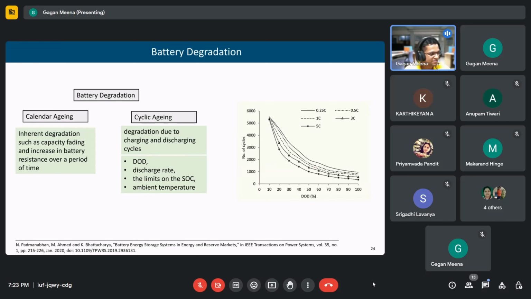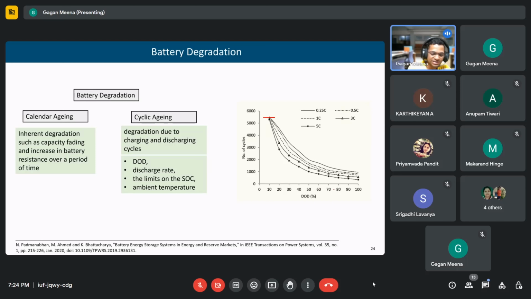So this is the curve which I was talking about. Here you can see these are different C rates, charging or discharging rates. Here it is discharging only. So if this is 5C, if we discharge the battery with a higher rate, then the life will reduce. The degradation will be much faster.